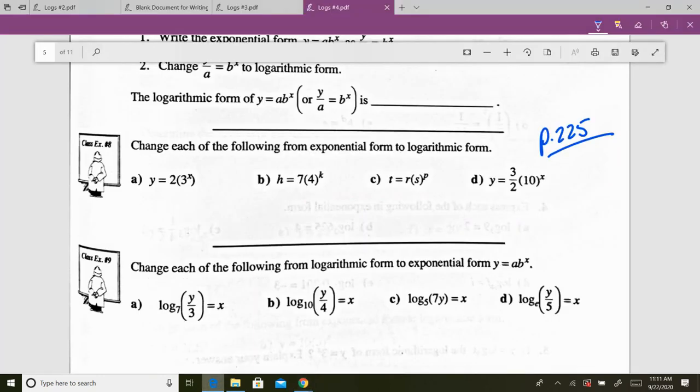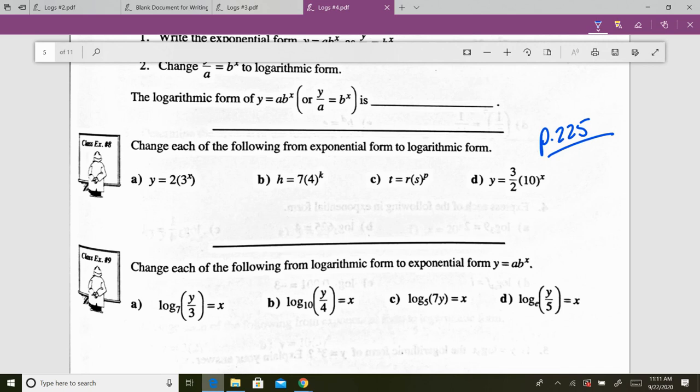Okay, bottom of page 225. This will not take long. It's just one more little thing we're adding onto it. So what's the difference between all of these and what we were just doing? Or we were looking at stuff like this. Y is equal to 3 to the x, and I was asking you to convert to logarithmic form. What's the difference between all these? And this.